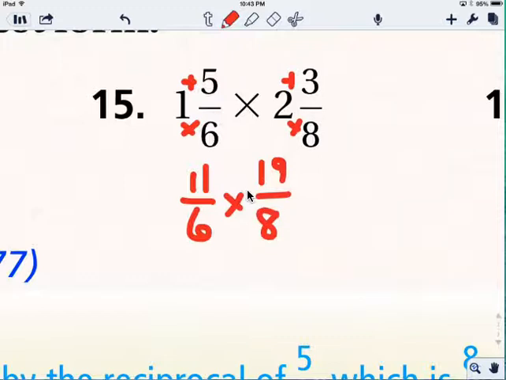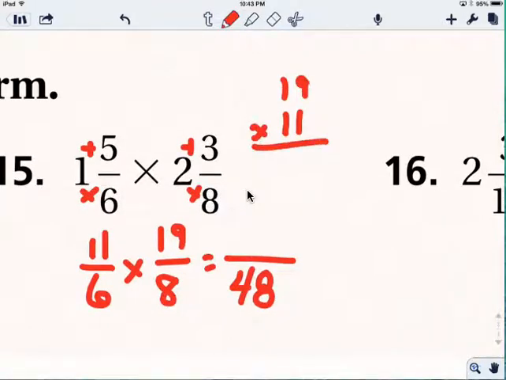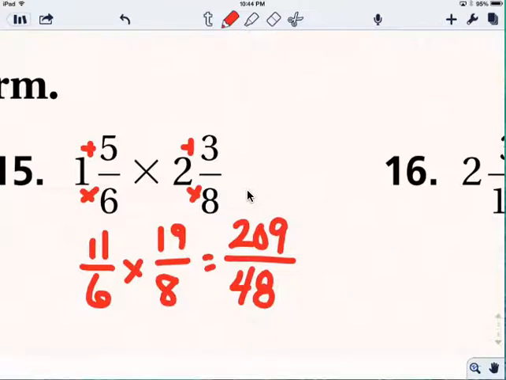And they're not being very nice to us. We have nothing that we can cross cancel. So we get 11 times 19 over 6 times 8. Well, 6 times 8 is 48. 11 times 19. If you're not quite sure, can't do it in your head, and I'm not expecting that you would do it in your head, you go off to the side. 11 times 19, 190, and you get 209. And there's nothing wrong if you kept the work on your paper, but 209 over 48.